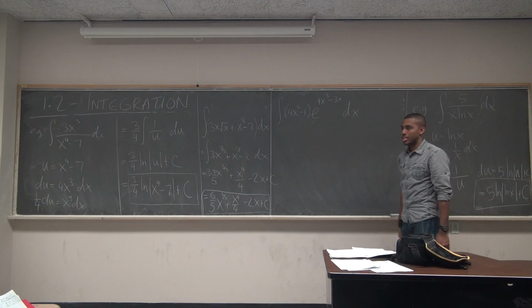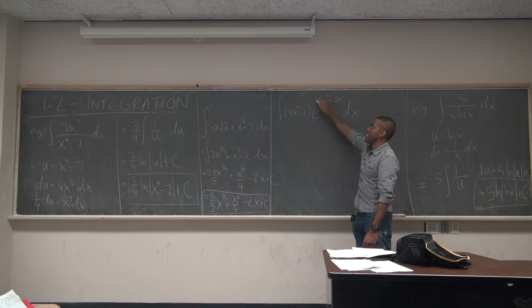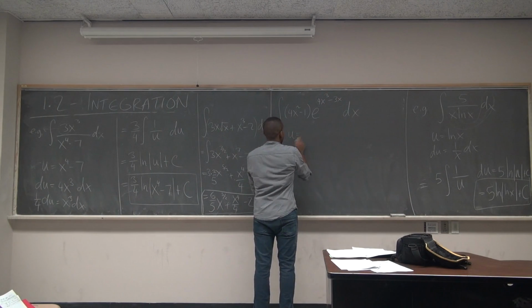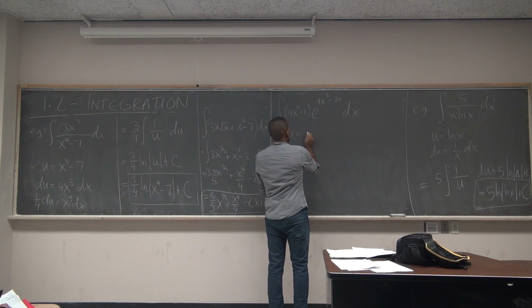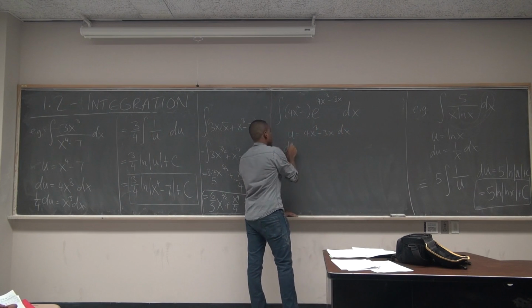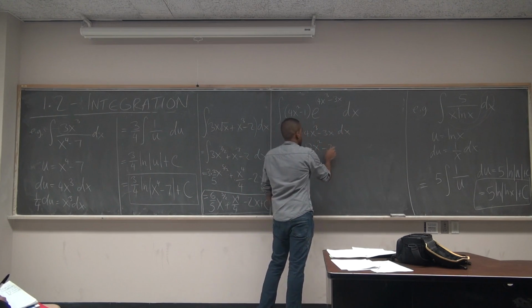What about this guy? Take u equals 4x to the 3rd minus 3x. Yeah, definitely the power in the exponential makes things crazy. So u equals 4x cubed minus 3x. So my du would be what? 12x to the 3rd minus 3.